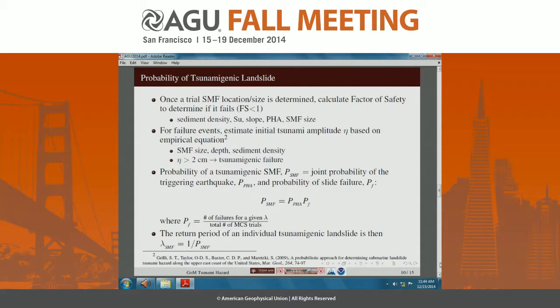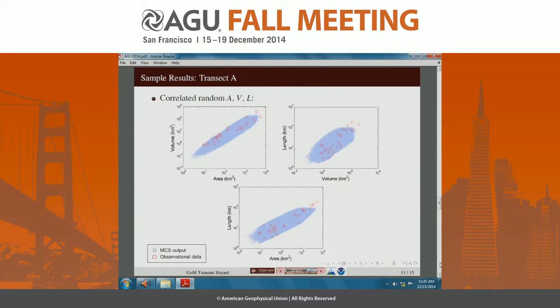And once again, for those initial tsunami amplitudes eta greater than 2 centimeters, which was our threshold, we consider these to be tsunamigenic failures. And then the probability of such a tsunamigenic SMF is calculated as the joint probability of the triggering earthquake, P_PHA, and the probability of slide failure, P_F, which is the number of failures for a given earthquake return period, lambda, divided by the total number of MCS trials. And then the return period of that individual tsunamigenic event, lambda_SMF, is just the inverse of the probability.